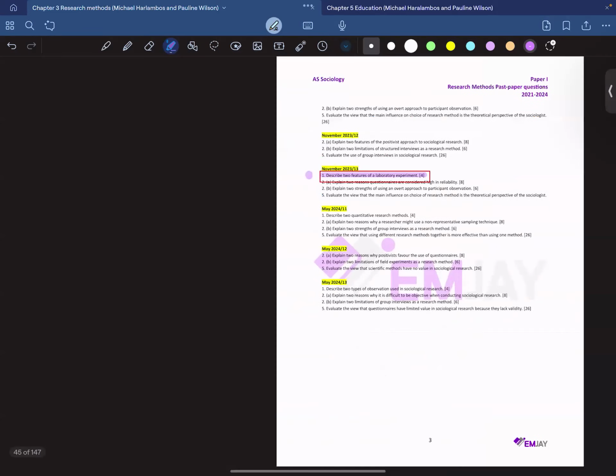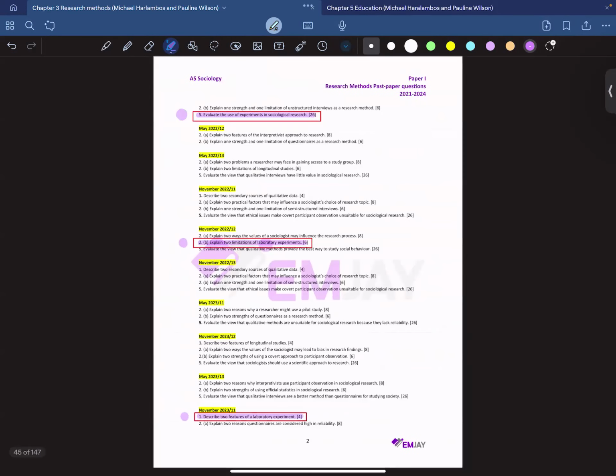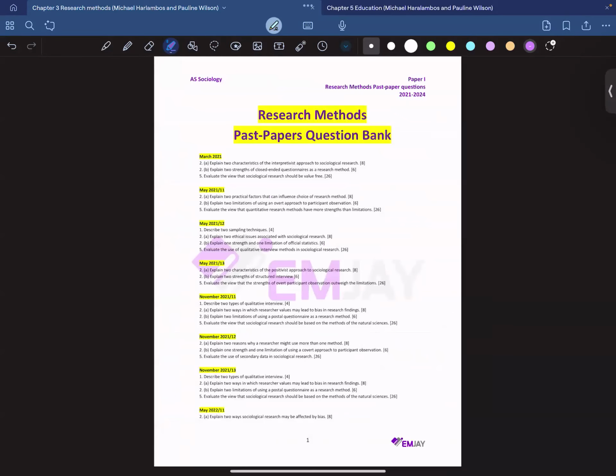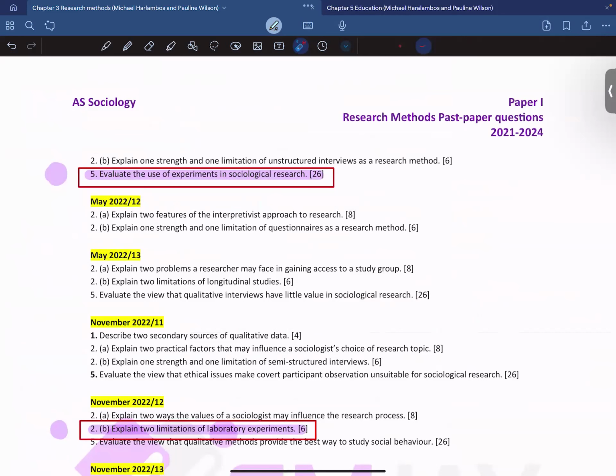questions that we've had in the last few years on experiments. So, if I talk about these questions over here, in May June 2022, variant 1.1, we had this 26 mark question that says, evaluate the use of experiments in sociological research. I would want to discuss this particular question in detail in another lesson. However, for now, let's continue.